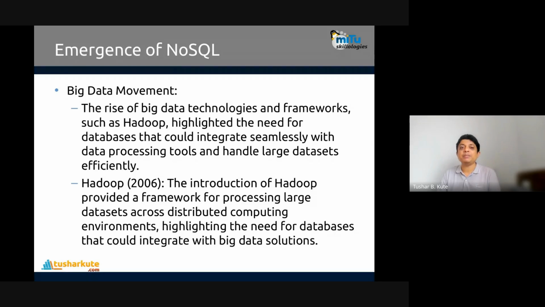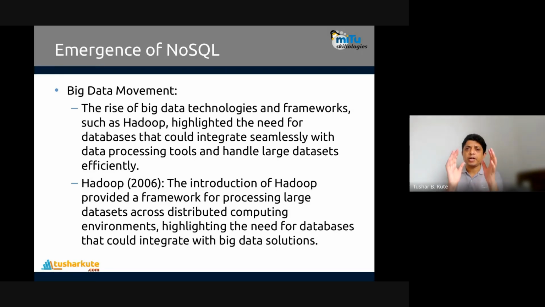Big data contains a large amount of data. I hope you may have heard this name. It is data in such huge amount that it is very difficult to manage with the help of traditional data management systems. That is called big data. The rise of big data technologies and frameworks such as Hadoop, we'll talk about Hadoop now, highlighted the need for databases that could integrate seamlessly with data processing tools and handle large data sets efficiently.